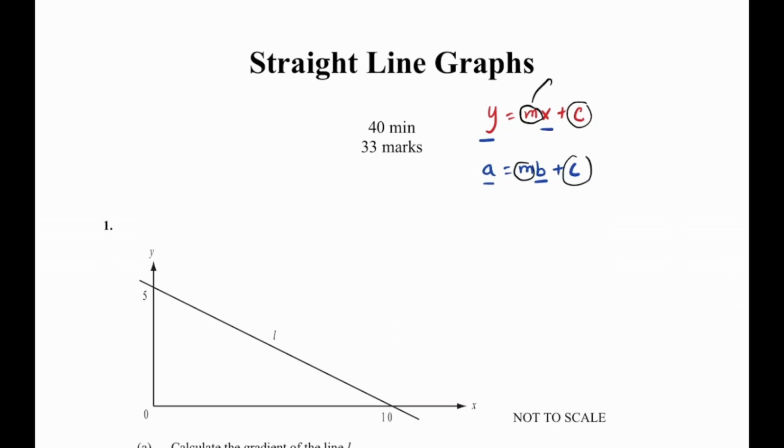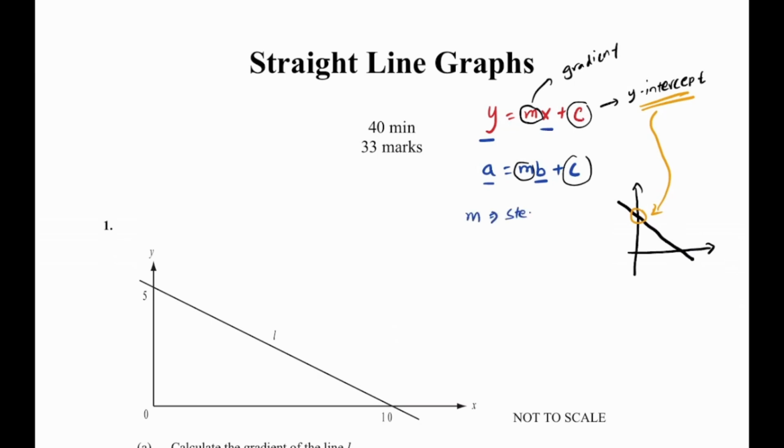M is the gradient, c is the y-intercept. So for those who don't know, the y-intercept is the place where the line cuts the y-axis. Okay, so this is called the y-intercept. And the gradient m represents the steepness of the line, how steep your line is.